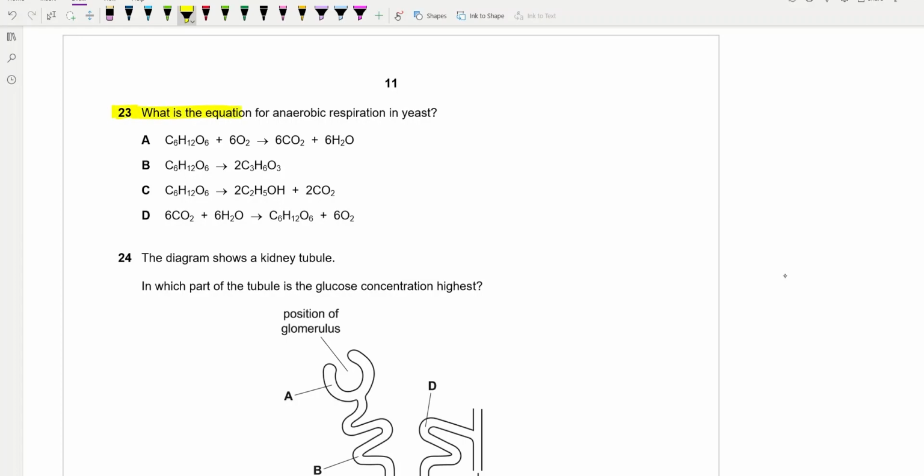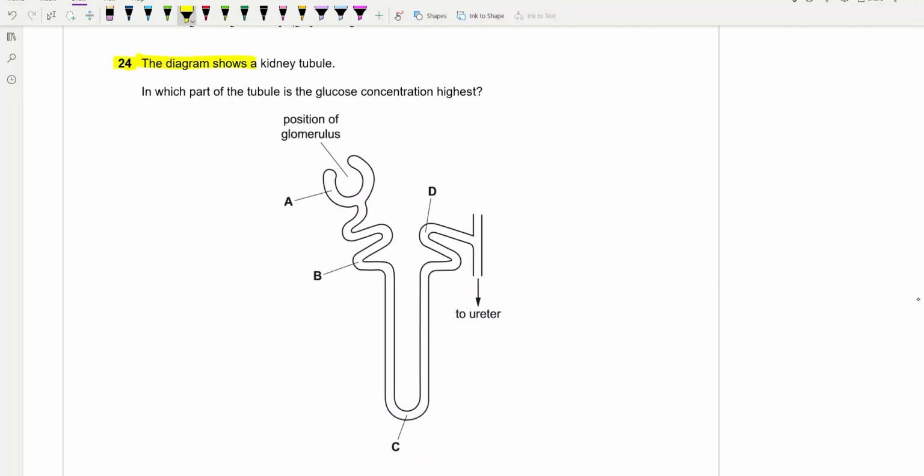Question number 23. What is the equation for anaerobic respiration in yeast? So the equation would be C6H12O6, which is option A and C, and the products would be carbon dioxide and lactic acid. So the correct option would be option C. Question number 24. The diagram shows a kidney tubule. In which part of the tubule is the glucose concentration highest? So the correct answer would be option A.